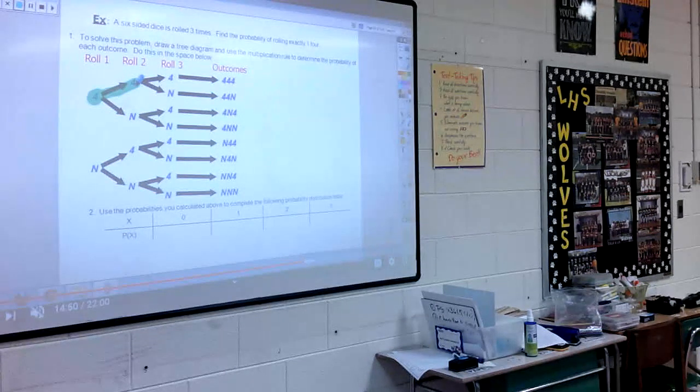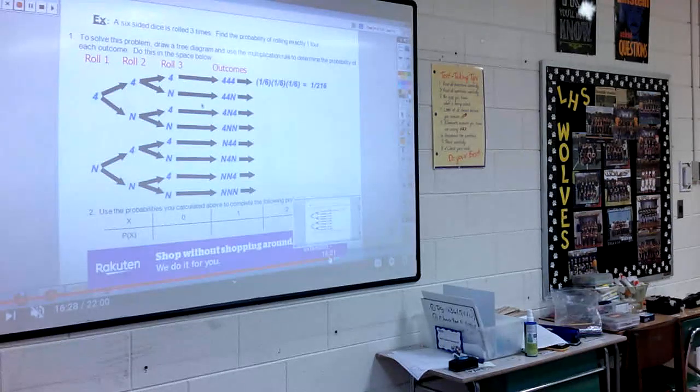So it looks very similar in this case to the one with boy, girl, except the probabilities aren't 50-50. Rolling a 4 and not rolling a 4 is not 50-50. It's a 1/6 chance of rolling a 4, and a 5/6 chance of not rolling a 4. So that's what makes this problem a little bit different: our probabilities are different.